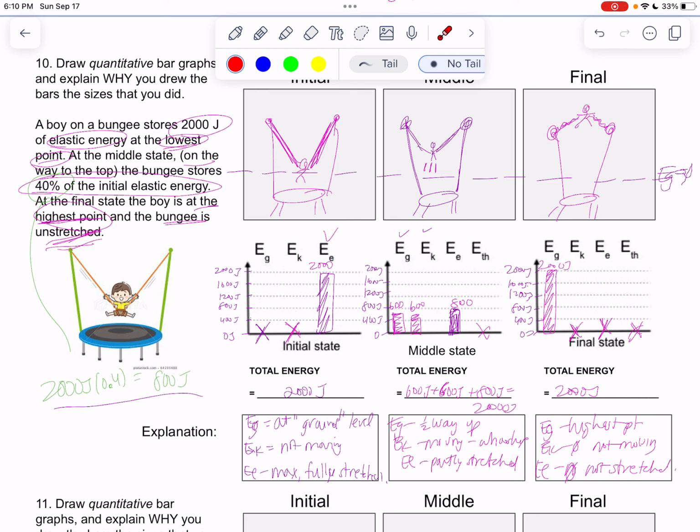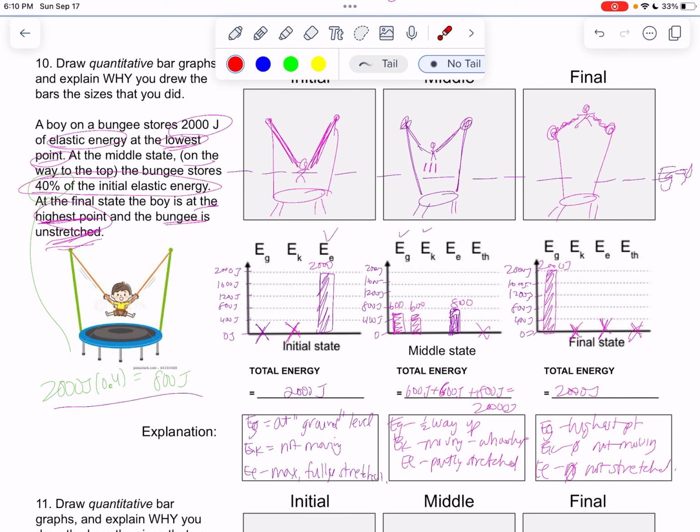Okay, let's look at kinetic energy. He wasn't moving here, no whooshies. And here he's not moving, no whooshies, okay? Here he is moving, right? He has some amount of whooshies, some amount of speed. And then the chord is still partially stretched here.